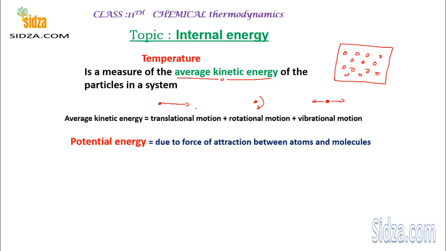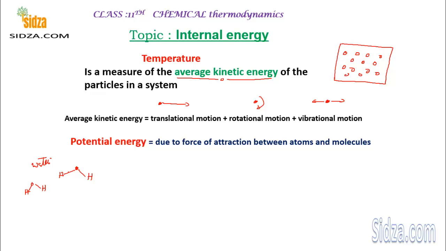What is the degree of these motions, the average kinetic energy of the particles. The constituent particles also have a potential energy, right? Due to the force of attraction between the atoms, between the atoms in a molecule and between the molecules also. For example, if you have H2O, water, between the hydrogen and the oxygen there is a force of attraction, a potential energy is there, and between the different water molecules there is some energy, right? And there are some other potential energies also associated with the particles.